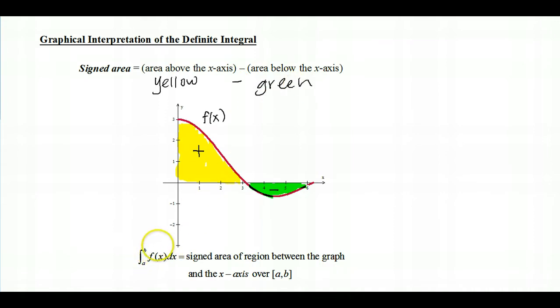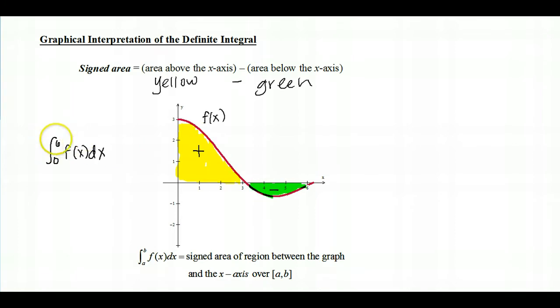So we want to go back to the definite integral notation. The integral from a to b of f of x dx is the signed area of the region between the graph and the x-axis over a to b. So in other words, this graph that I see here, I can represent the area shown in yellow and green as the integral from 0 to 6 of f of x dx, which is the same as the area represented here by the yellow and the green portion.